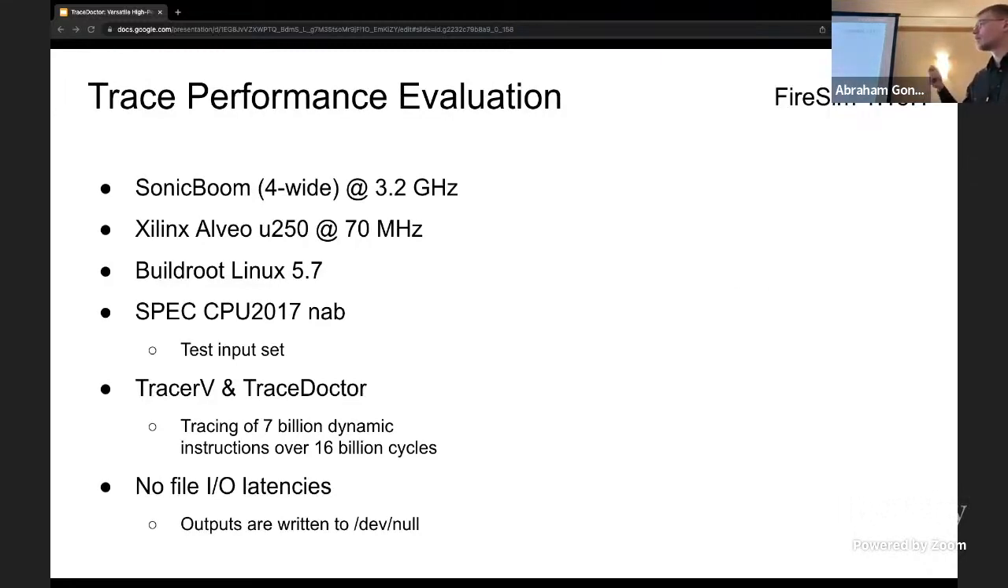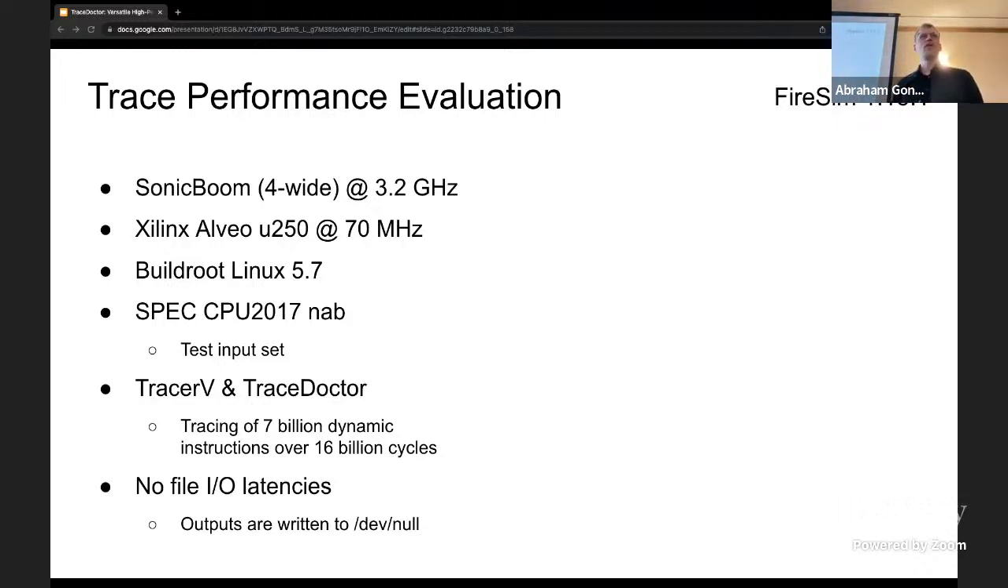So what we have implemented here? We have a 4-byte SonicBOOM running at 3.2 gigahertz on the Xilinx Alveo U250. We have implemented that design with 70 megahertz, running a Buildroot Linux 5.7. For this test, we only execute a smaller benchmark, NAB, with test input. We use TraceRV to trace over 7 billion dynamic instructions and over 16 billion cycles.